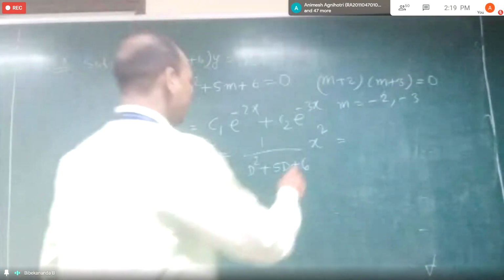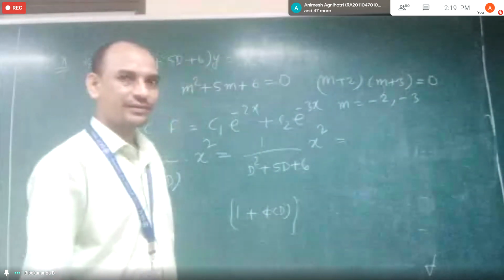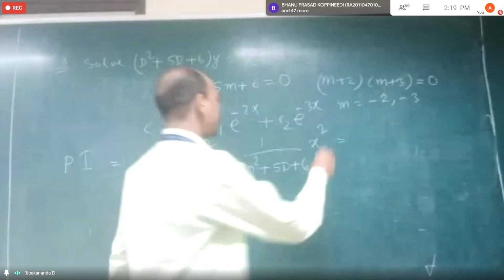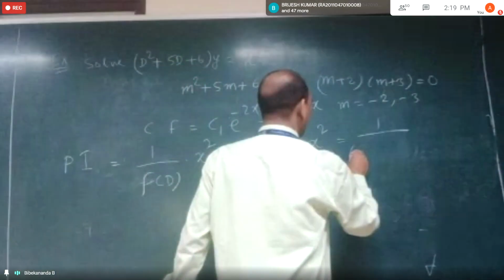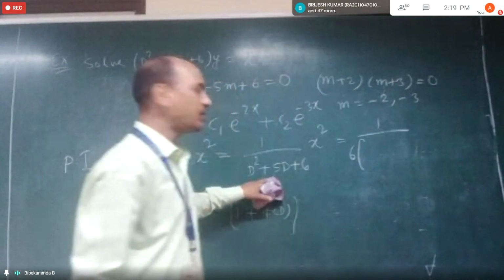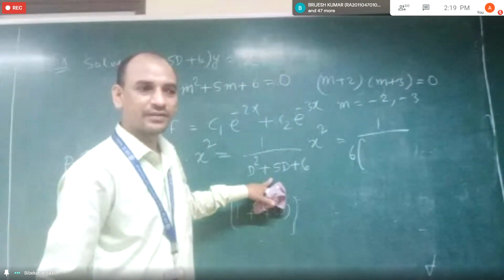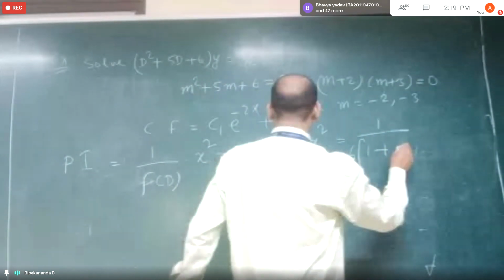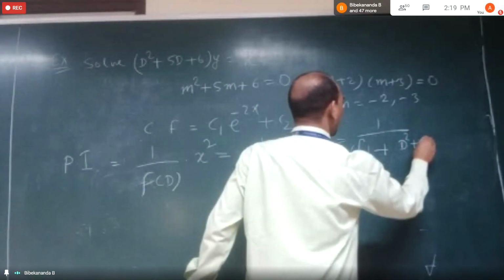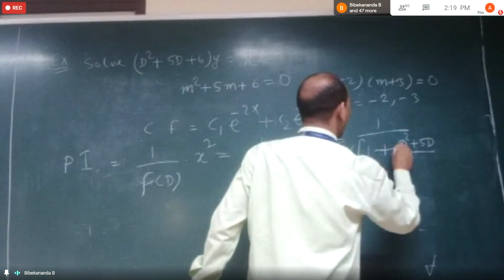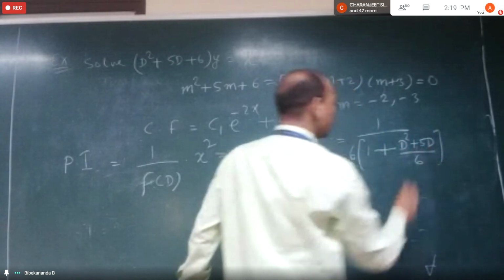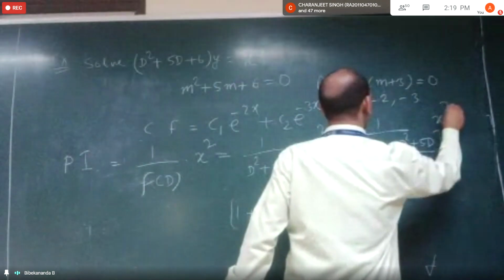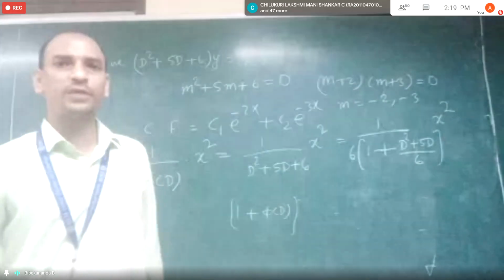How can you write then? Tell me. Divide by 6. You can take 6 outside. So if you take 6 outside, what will happen to this expression? It becomes 1 by 6 into 1 plus (D square plus 5D) divided by 6, into x to the power 2.